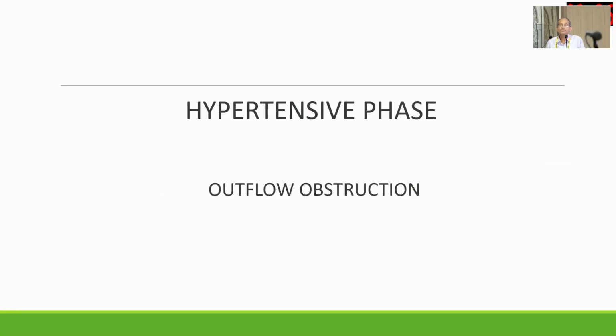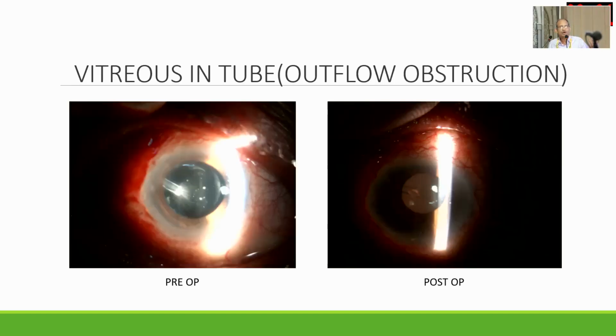Coming to the hypertensive phase, before we label a patient as hypertensive, we have to rule out outflow obstruction. Because if outflow obstruction is there, IOP will again be high, but it won't be a true hypertensive phase. Outflow obstruction can be because of vitreous, blood clot, fibrin, sometimes cortical matter if the patient has been operated for cataract surgery in the past. Like this patient, you can see the strands of vitreous going into the opening of the tube and blocking it. This patient responded well to vitreolysis by Nd:YAG, and the IOP was controlled after vitreolysis.